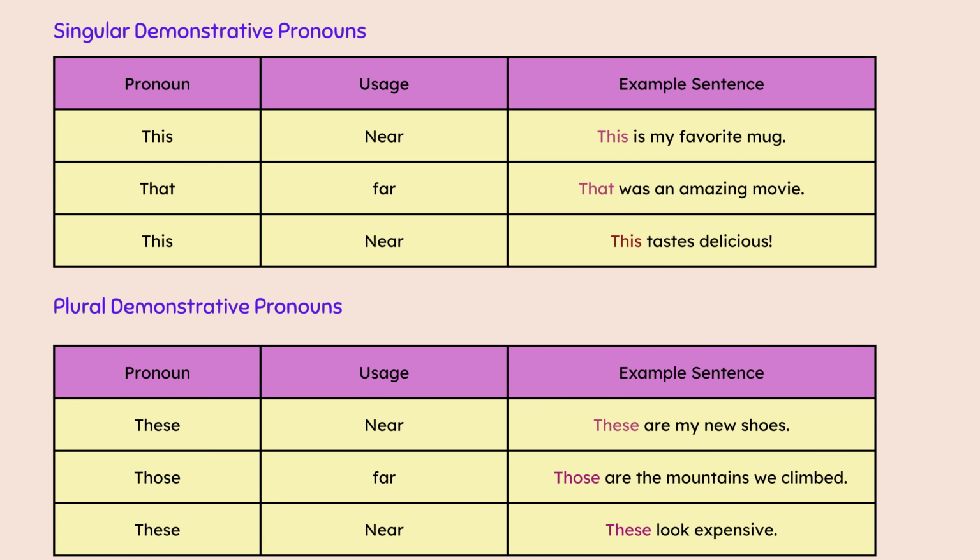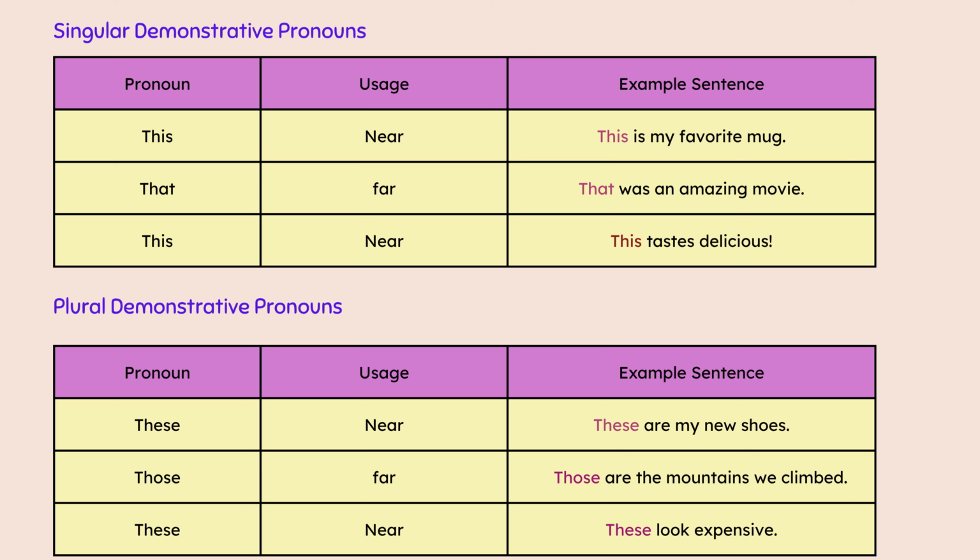Now let's look at singular demonstrative pronouns. We use this and that when we talk about just one thing. Use this for something close to you. Example, this is my favorite mug. It means the mug is near me. This tastes delicious. Maybe I'm eating something right now. It's near. It's happening now.